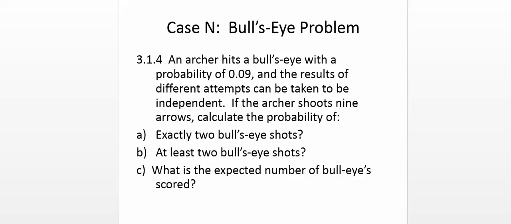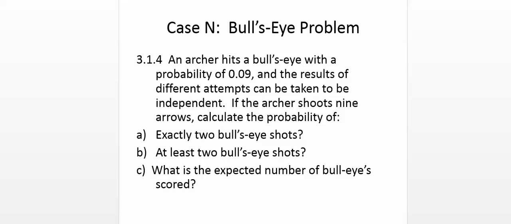Case N involves an archer shooting 9 arrows. It's a binomial distribution problem because each arrow shot is regarded as independent of the previous one, and we want to know how many bullseyes the archer might hit in 9 tries, or 9 arrows to be shot. Part A asks what's the probability of exactly 2 bullseye shots.